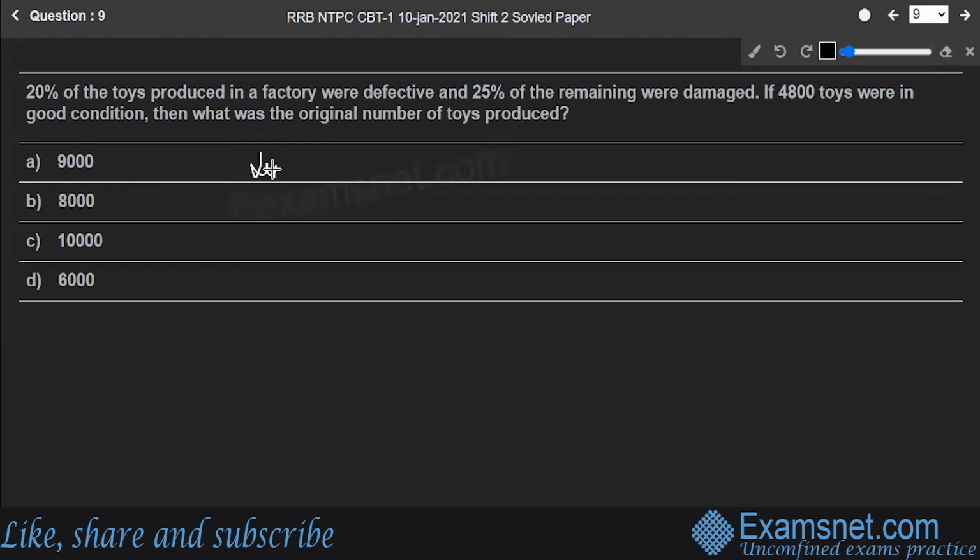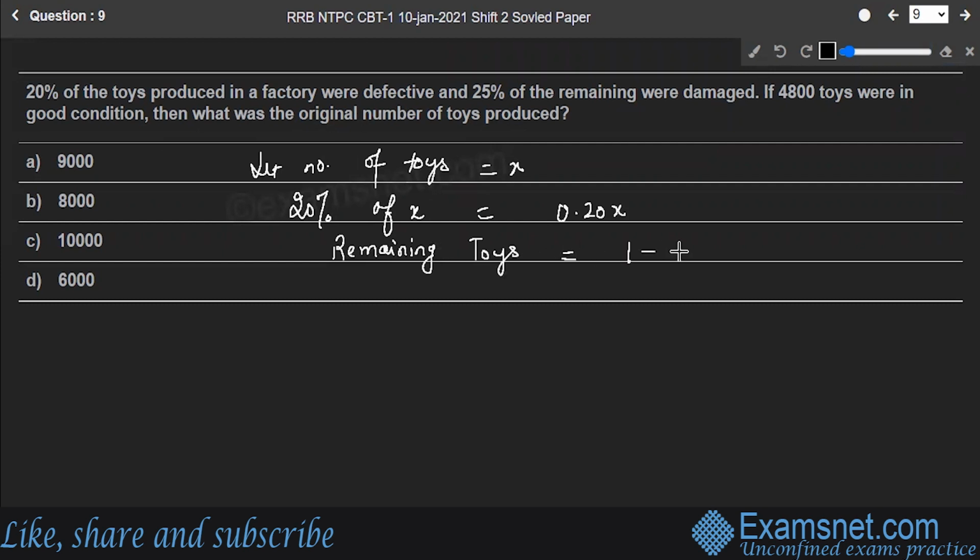First thing, I'll assume the number of toys to be X. According to the question, 20% of the toys produced were defective. So 20% of X is 0.20 of X. If these were defective, then the remaining toys are X minus 0.20X, which is 0.80X. These are the remaining toys, and 25% of the remaining are damaged.